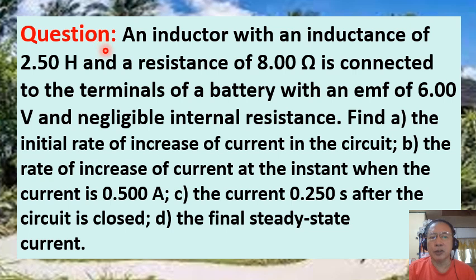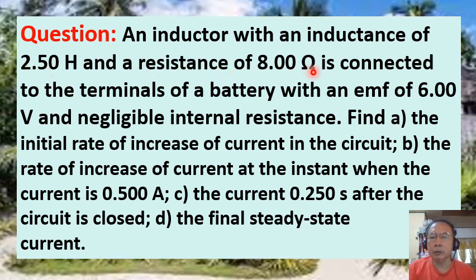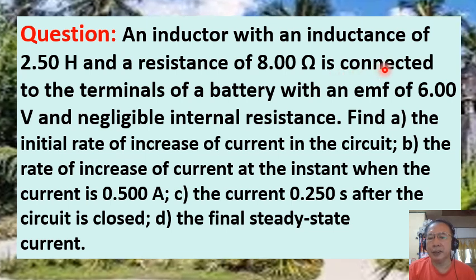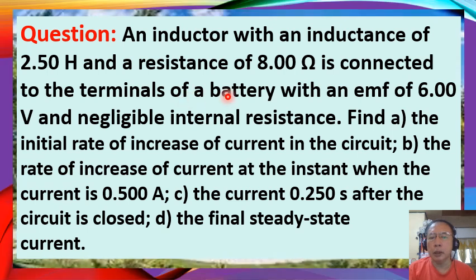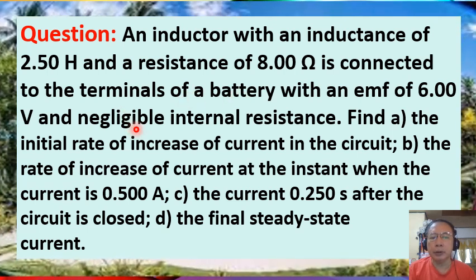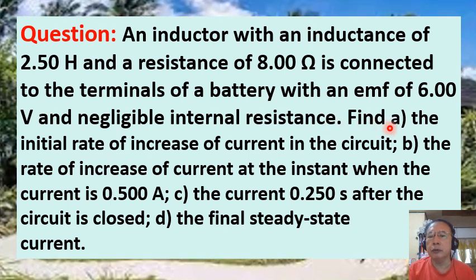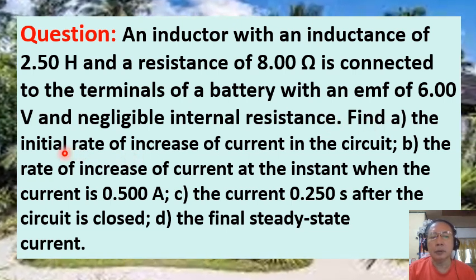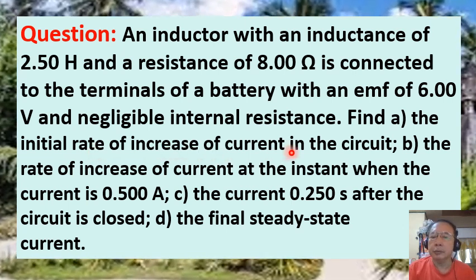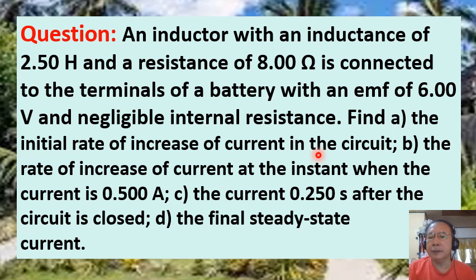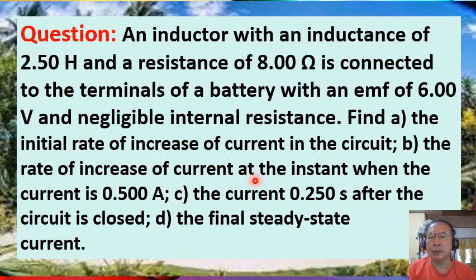This is the question. An inductor with an inductance of 2.50 Henry and a resistance of 8.00 ohm is connected to the terminals of a battery with an EMF of 6.00 volts and with a negligible internal resistance. Question letter A. Find the initial rate of increase of current in the circuit.